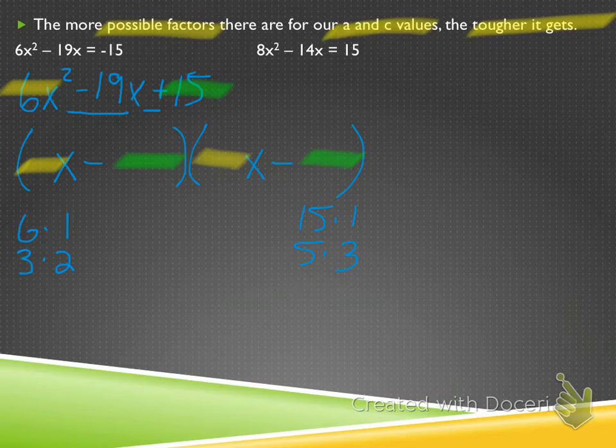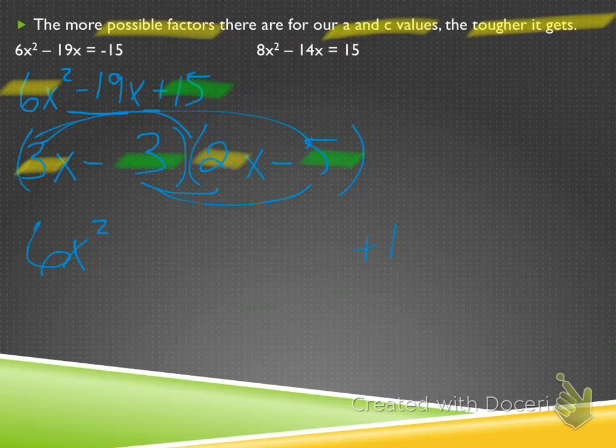And so again, I just plug them in, and then I test them to see if they work. So I'm going to go 3 and 2, and then 5 and 3. When I do the crab claw, all that really matters is my outside numbers times my inside numbers. I'm always going to get 6x squared, and I'm always going to get positive 15 because of the numbers that I choose. So 3x times negative 5 gives me negative 15x. Negative 3 times 2x gives me negative 6x. So I combine these together, and I get negative 21x plus 15.